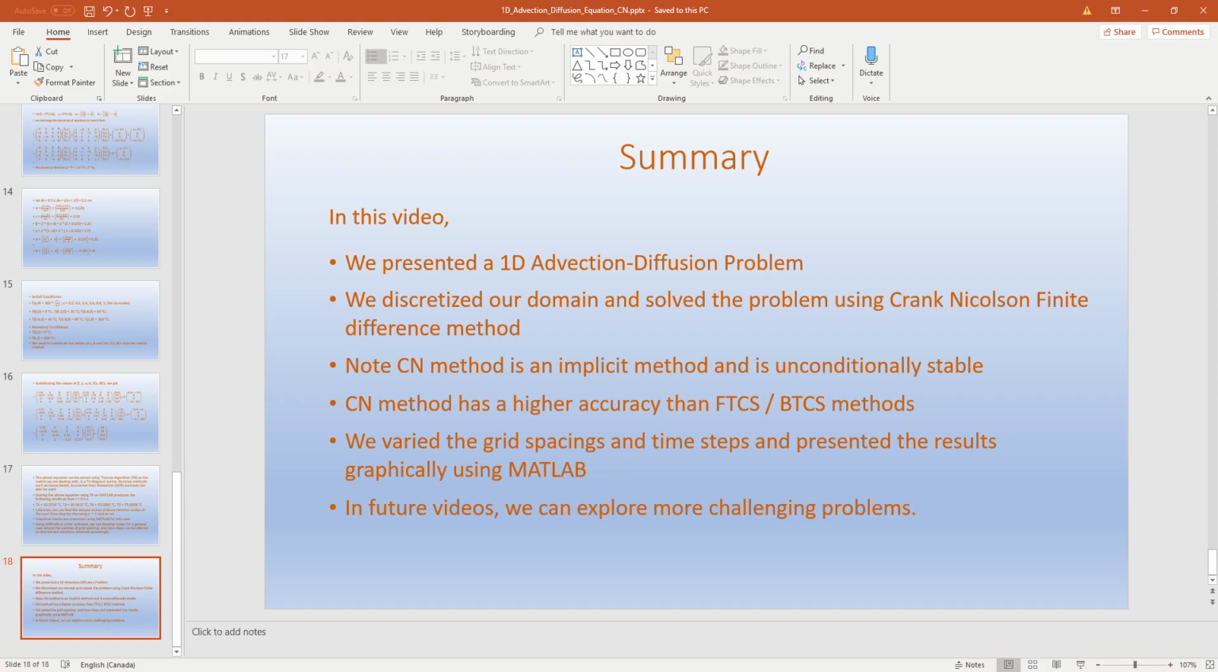Here, the error is of the order of delta t squared when compared with FTCS or BTCS methods, where the error is of the order of delta t, although the error is of the order of delta x squared in both cases, whether it is CN or FTCS or BTCS. We varied the grid spacings and time steps and presented the results graphically using MATLAB.